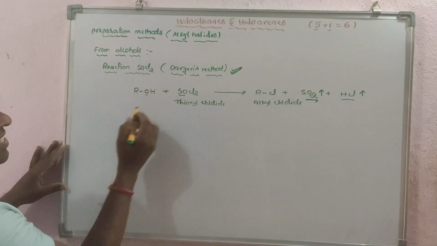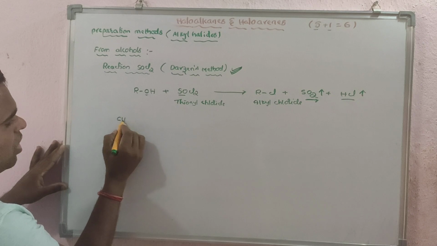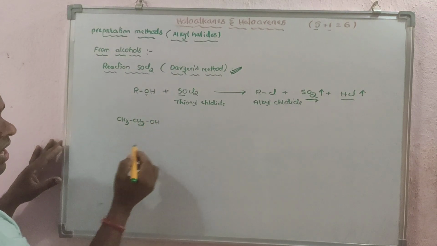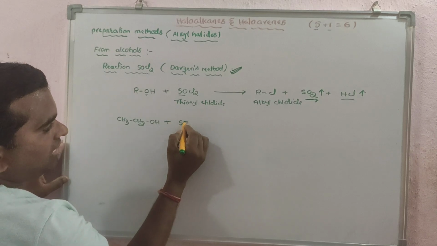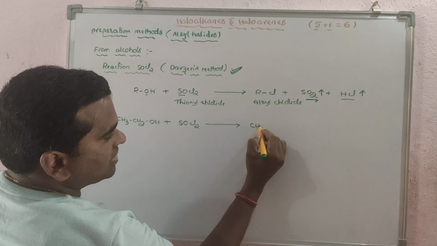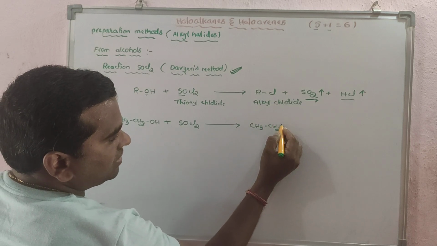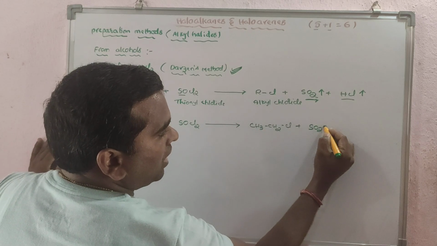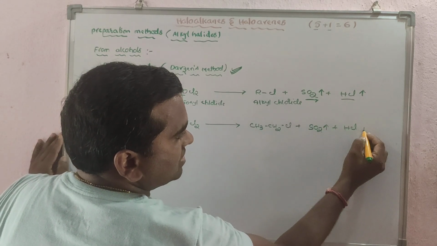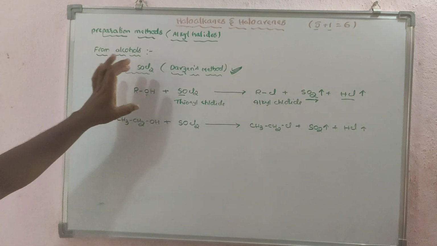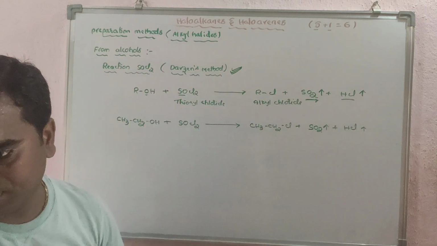A simple example; this is the general reaction. If I take an alcohol, suppose ethanol, and react it with SOCl2, then you will get the compound ethyl chloride, plus SO2, and the next one is HCl. So this is Darzens' method.